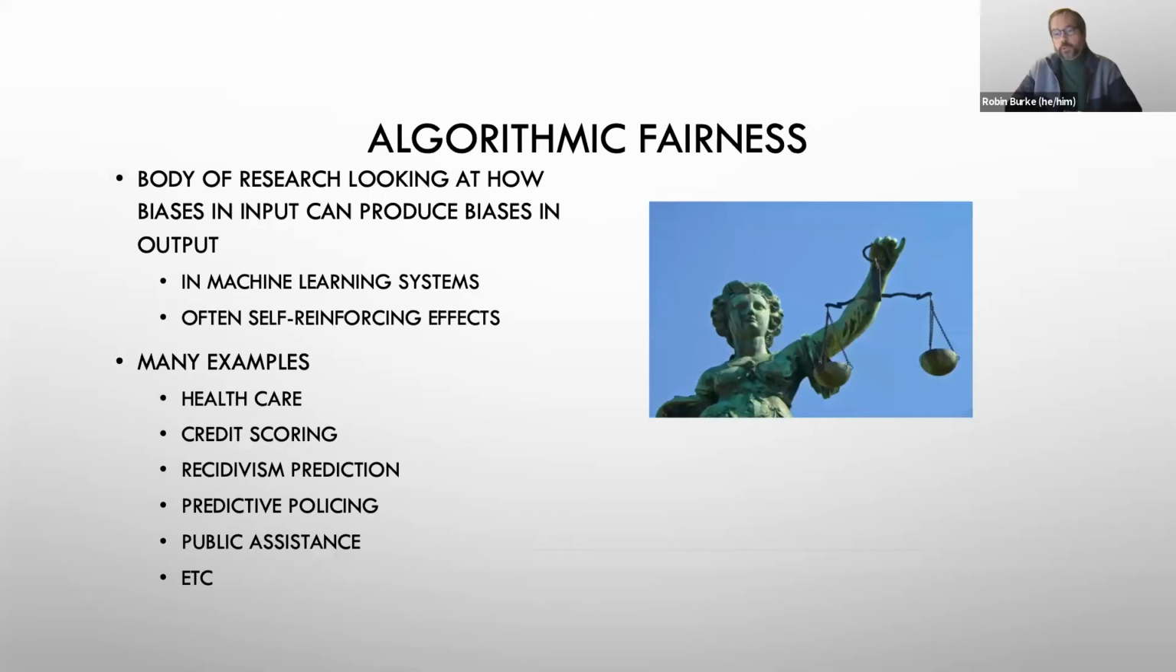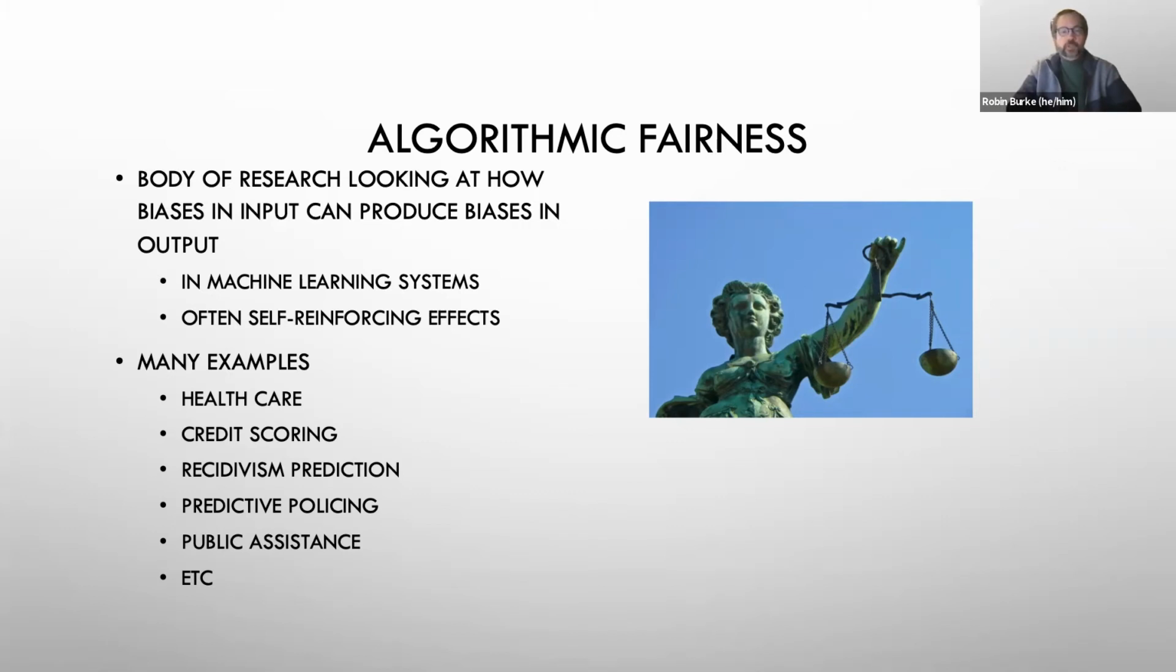What I look at in particular in my recent research has to do with algorithmic fairness. And you may have heard something about this topic before. This is a body of research looking at how in machine learning systems, biases in the input or sometimes in the algorithms themselves can produce biases in the output. And these kinds of biases can have self-reinforcing effects so that choices you make now can cause increased unfairness in the future. And those effects kind of cycle around and build on each other.